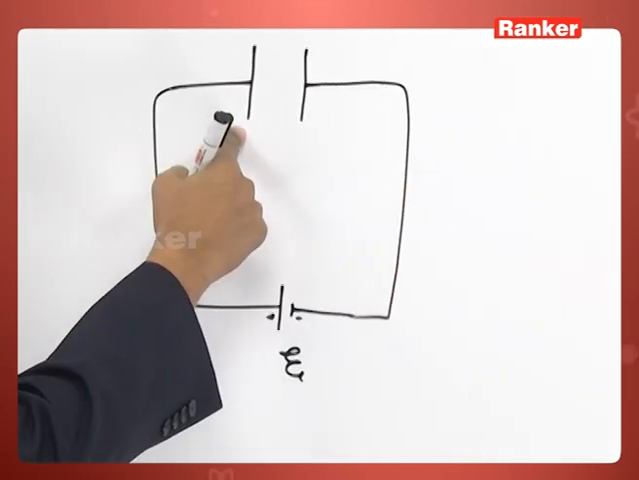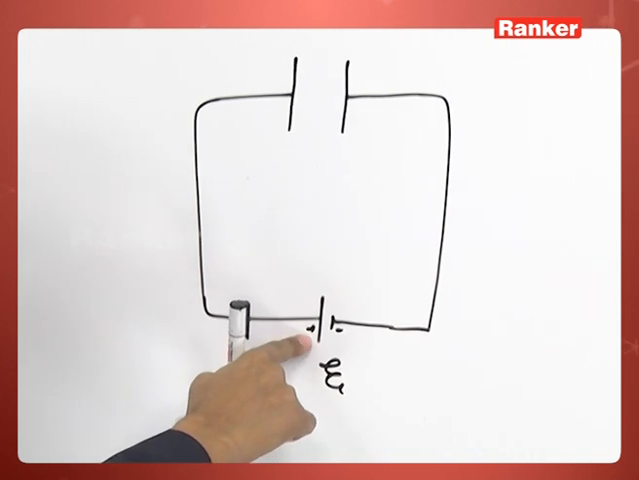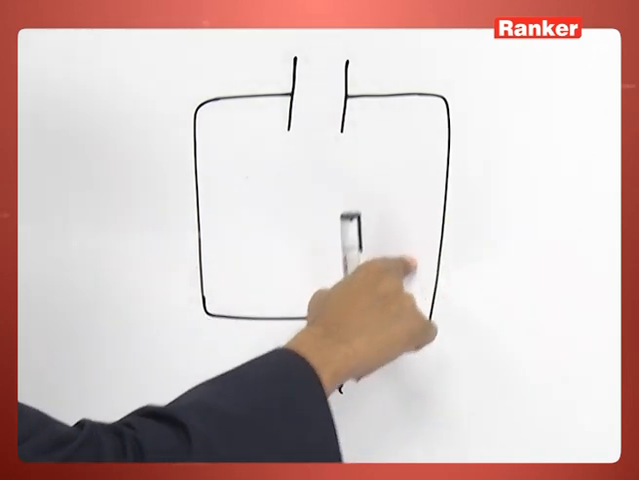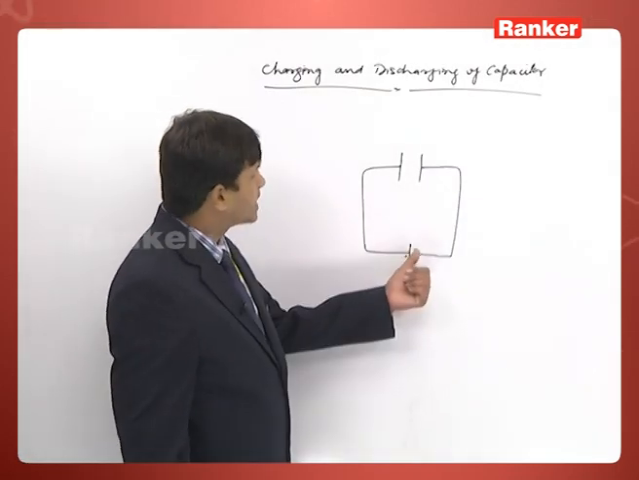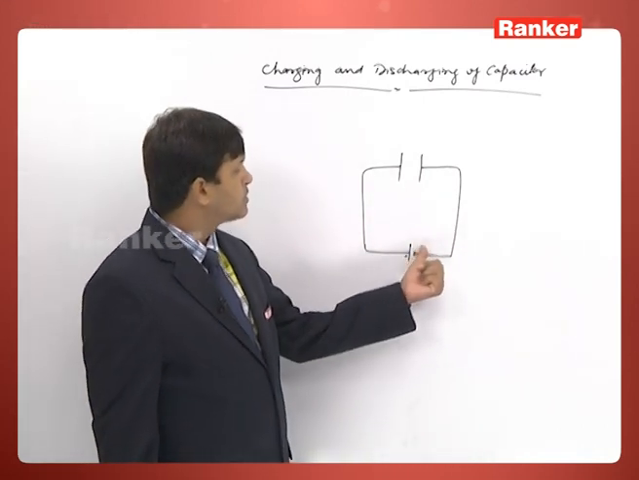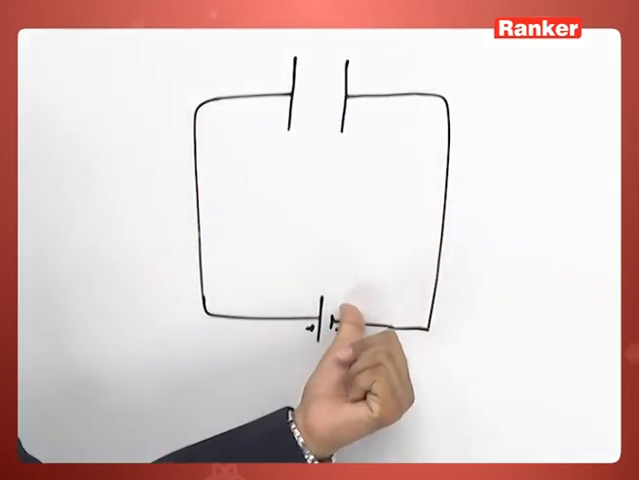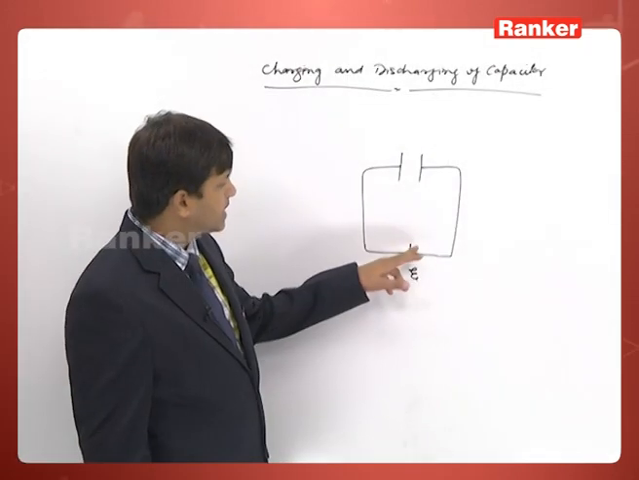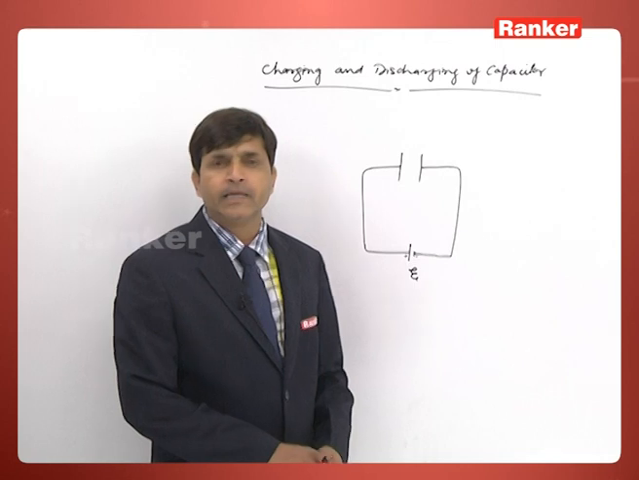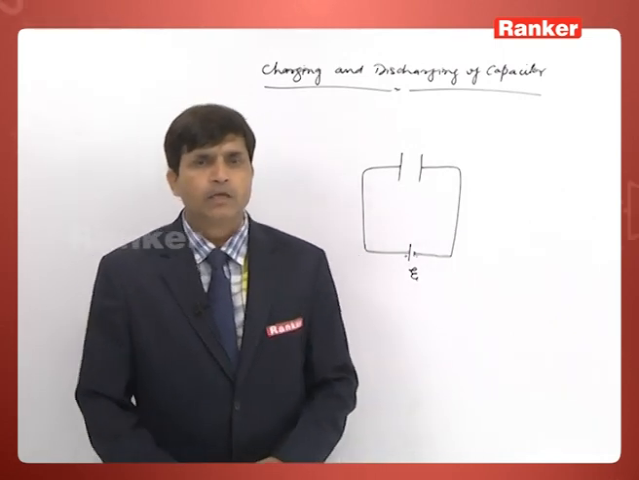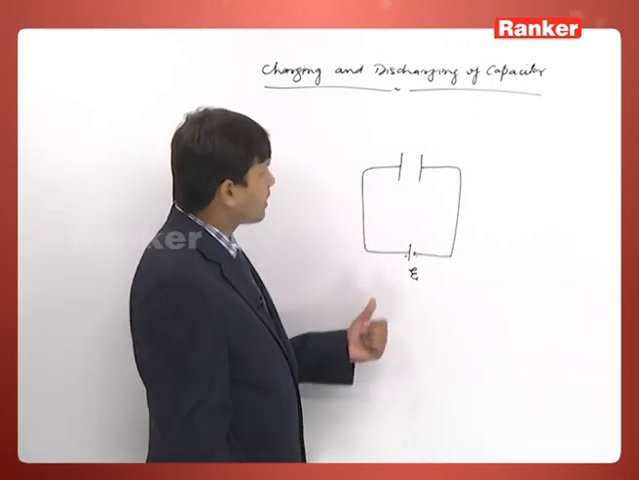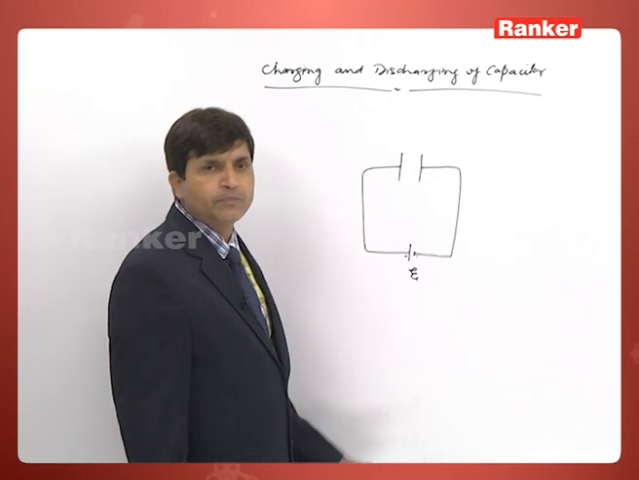So one of the conductors is connected to the higher potential terminal of a cell, and the other plate of the capacitor is connected to the lower potential terminal of the cell. As we know, when two conducting objects which are at different potentials are connected to each other, charge flows. Electrons start flowing from lower potential to higher potential. In fact, during the flow of charge, electrons normally participate in conductors.